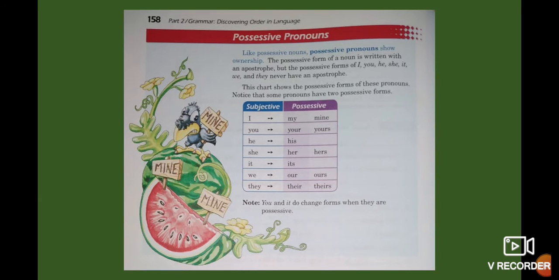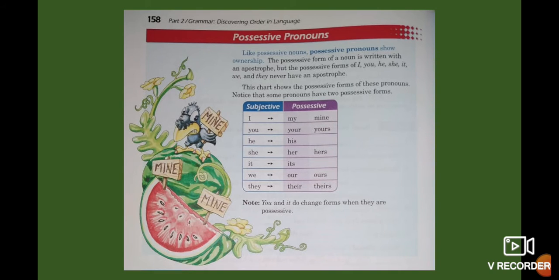In this case, we have I. The possessive pronoun is my or mine. You, possessive form, your, yours. He, possessive form, his. She, possessive form, her, hers. It, the possessive form, is its. We, the possessive form, are our and ours. They, the possessive form, are their and theirs.